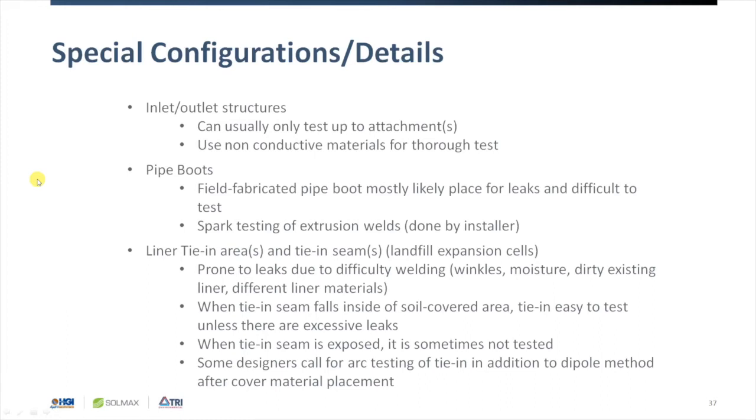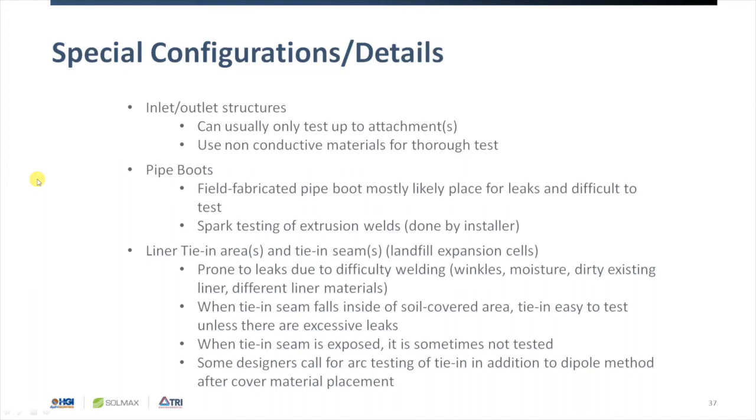And the other thing I want to talk about is tie-in areas. So this is especially for landfill expansion cells. When you build a new cell and it ties into an existing cell, that tie-in area has been sitting there for sometimes an extended period of time. It tends to be dirty, wet. Sometimes it's a different type of liner. It's thicker or thinner. So it's really difficult to weld in these areas. When that tie-in seam that's made between the new liner and the old liner falls inside of the soil cover area, it's easy to test because it's covered, so you can test it while it's covered.